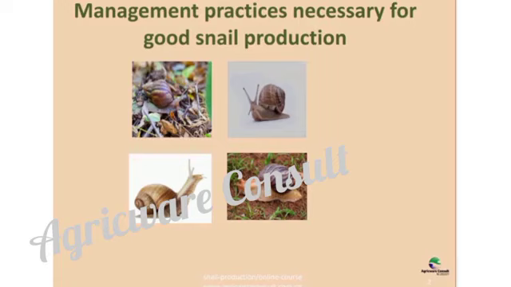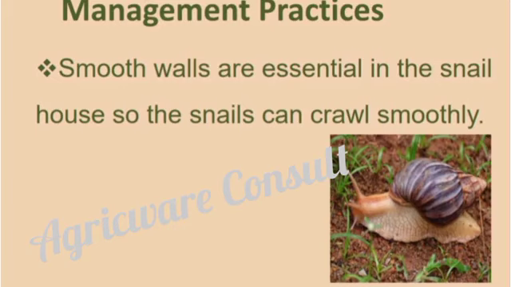So some of the management practices to observe in snail production is to make sure the house, the snail pen, has smooth walls. These smooth walls will allow the snails to be able to crawl smoothly around. You know that is the means of movement of these snails. So it is essential to have smooth walls in place for easy crawling.